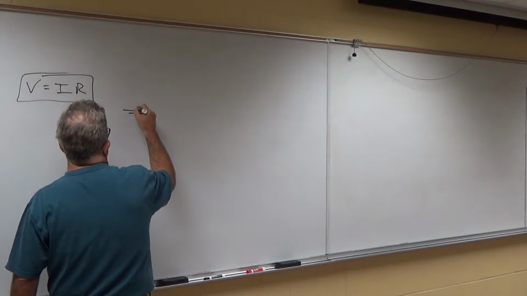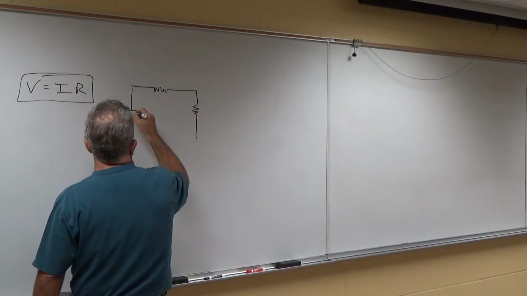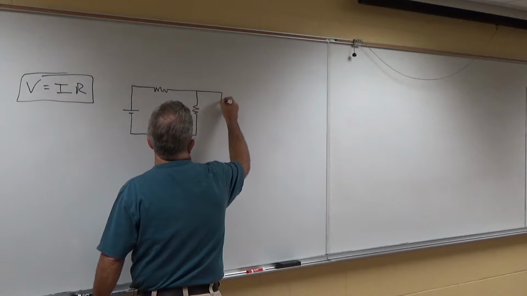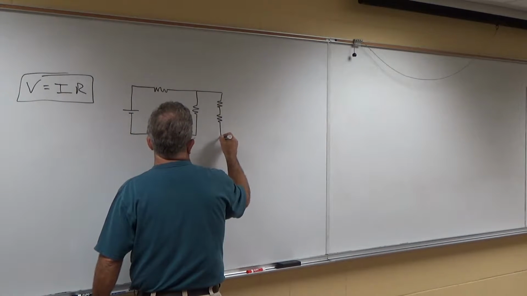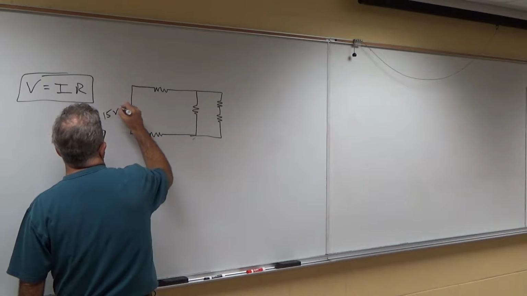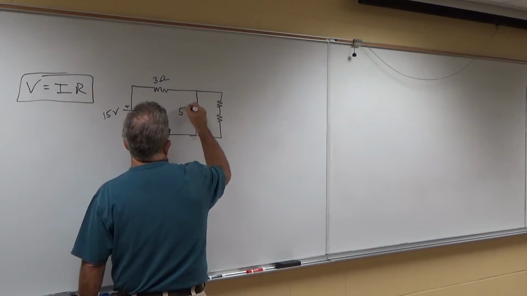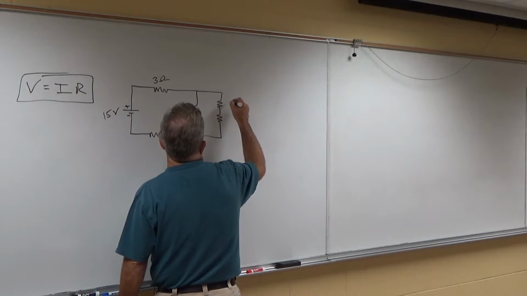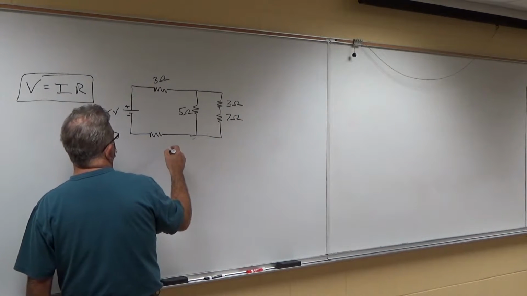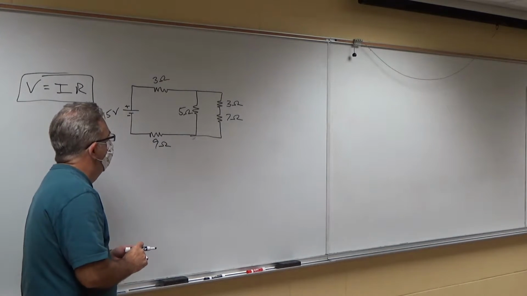So here is the circuit. Let's see. I think I used even numbers for the 8 o'clock class. I'll use odd numbers for you guys. 3 ohms, 5 ohms, 3 ohms, 7 ohms, and let's put a 9 ohm down here. Okay.